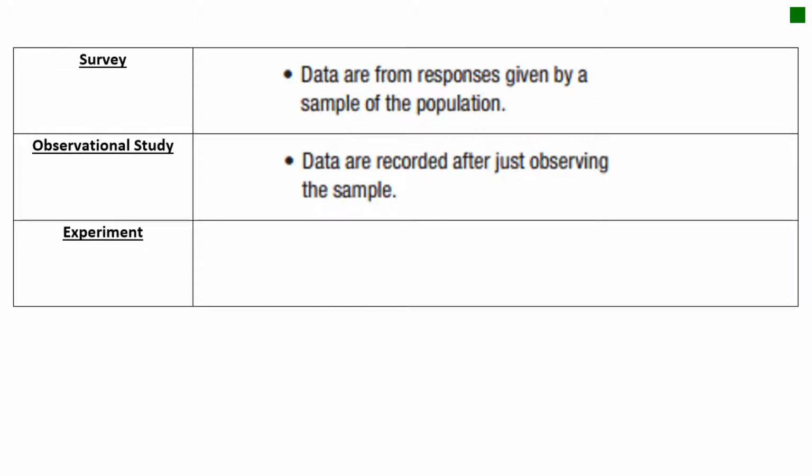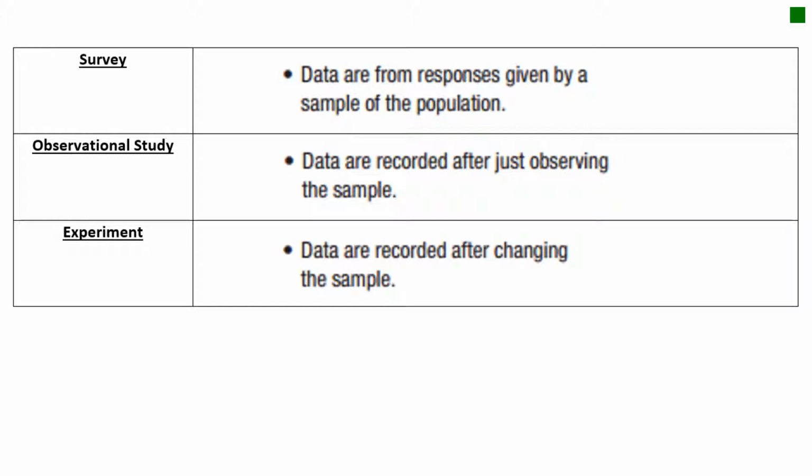An observational study is when the data is recorded after just observing the sample. So we want to compare reactions and draw a conclusion about responses of the population. So if we want to see what toys people like the most, we just sit there and watch kids play and see what toys they play with the most. We just sort of observe. Makes sense, called observational study.